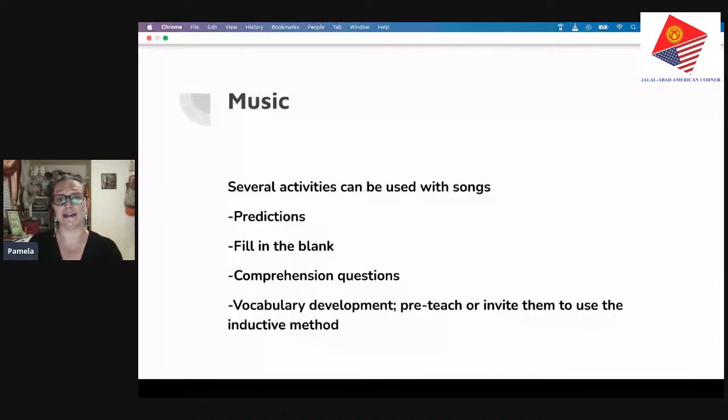Fill in the blank is a lot of fun. So you have the lyrics on a page. It's a little bit difficult, I know, if you don't have access to a printer or a lot of paper, but you can print half of what you need and then have two students share so they can work together. And some of the words are blanked out, so they have to listen for the correct words.